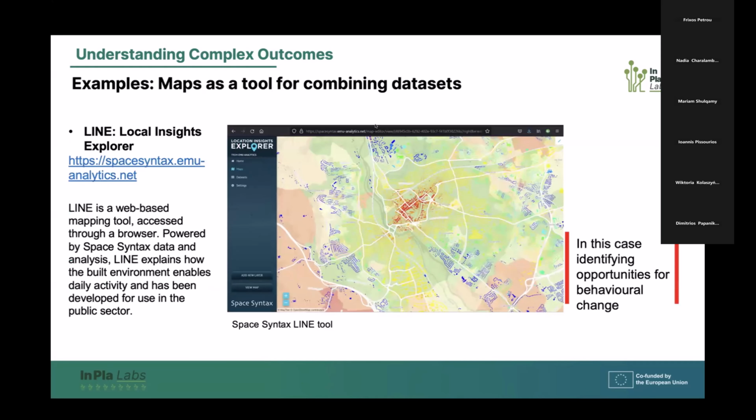Now, these are some examples of other tools also supported by the toolkit, which will help you in understanding complex outcomes. So here, the map is a tool for combining different data sets. The first tool is called LINE, which refers to Local Insights Explorer. LINE combines basic network properties with more complex data like walkability and also census data, social behavior, etc. So LINE is basically a web-based tool which you can access through your browser.